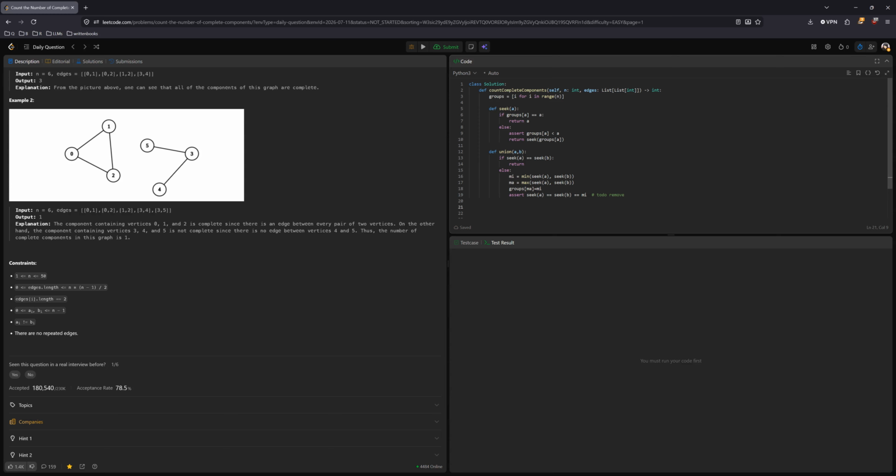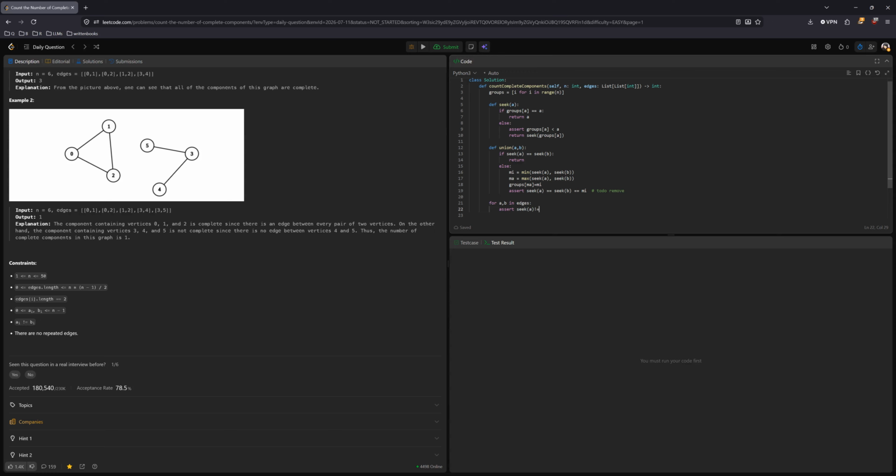Okay, so let's go through and make our groups here. So we're going to say for a, b in edges. Pretty simple. Assert seek a does not equal seek b. Union a, b. And then we need to include some counts here. Well, we can't do it yet.